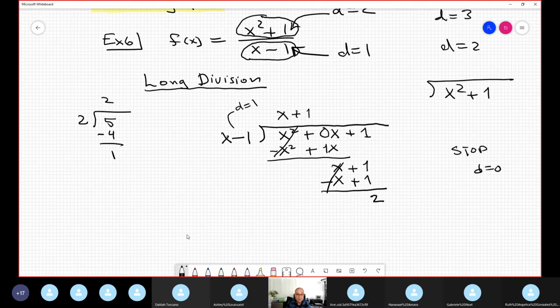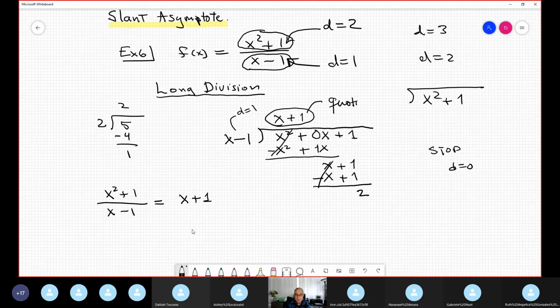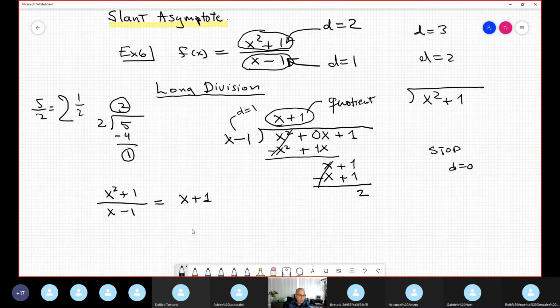Therefore, I prove algebraically that this expression, x squared plus 1 divided by x minus 1, is equal to x plus 1, which is the quotient. This is called the quotient. In our example of the elementary division, the quotient is 2, no? So actually, you express 5 divided by 2, the operation that we were doing, as a mixed number, 2 and 1/2. This 1 is the remainder, look, and this 2 is the divisor. In exactly the same way I'm doing here.